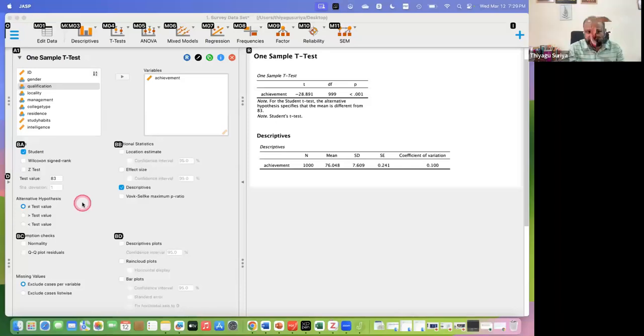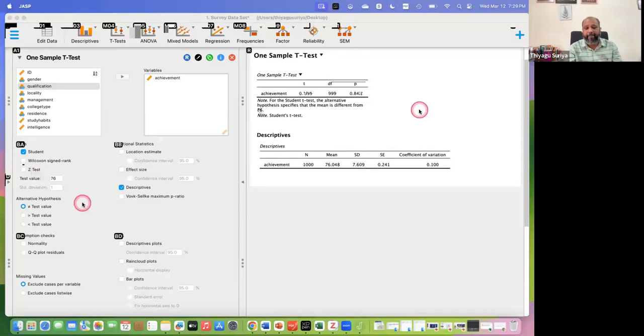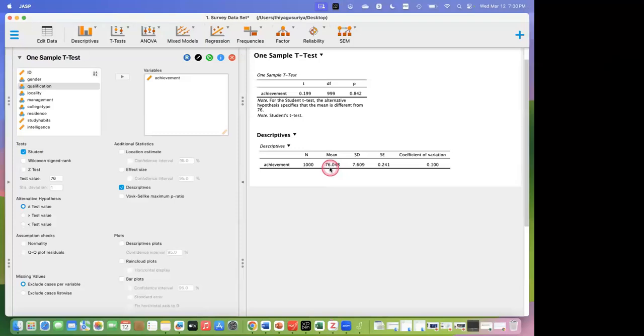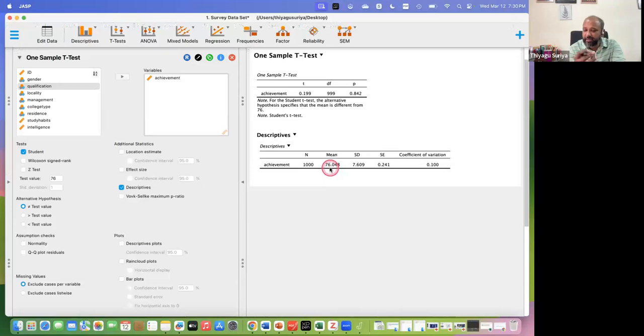Suppose my population mean is compared to 76. Go with 76 now. It is not significant, because the p-value is more than 0.05. What is the meaning? The null hypothesis fails to be rejected. There is no difference between the population mean and the sample mean. Therefore, there is no significance, and both are the same.